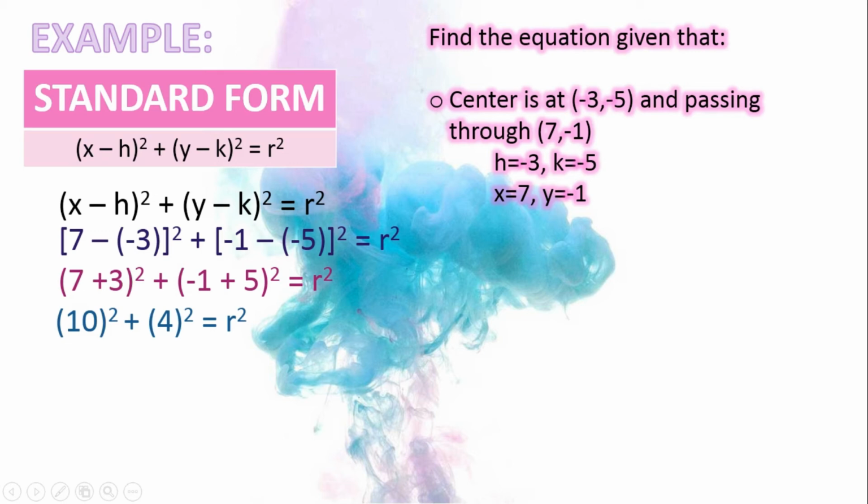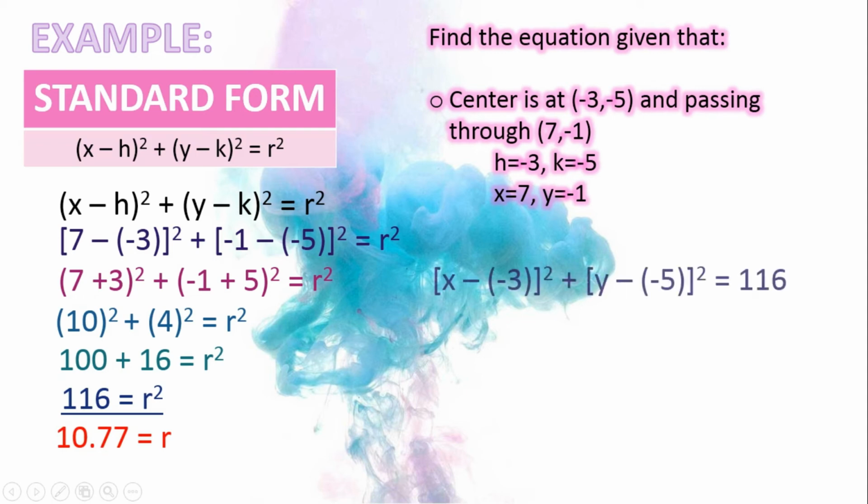So, now, 10 squared will be equal to 100. 4 squared, 4 times 4 is equal to 16. So 100 plus 16 obviously is 116, r squared. That is what we need, because what we are finding in the formula is r squared. So no need to take the square root. But if you take the square root, the answer is 10.77. But what we need to substitute is r squared.